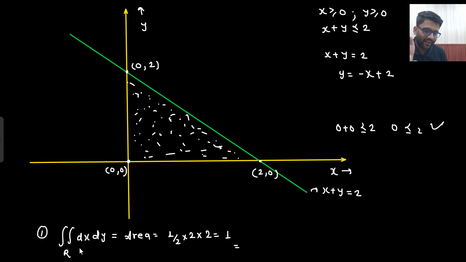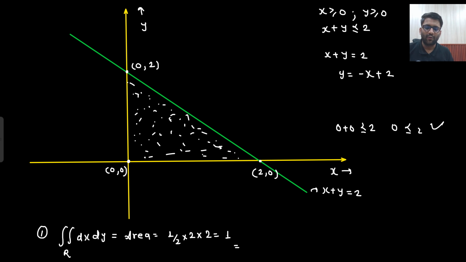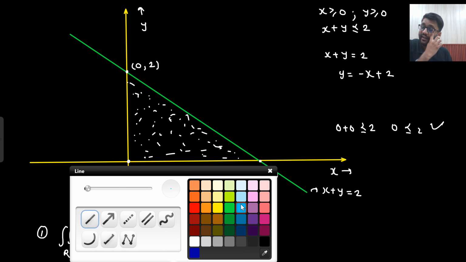But I am telling you one particular thing, that if dx dy is written, that means you need to find the area. So area you have done. But now there is a function xy dx dy. So now you need to put the limit. And how do we put the limit? For putting the limit, what we do is that we take a strip.